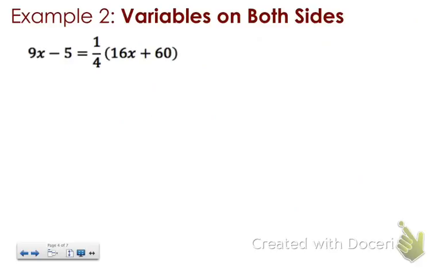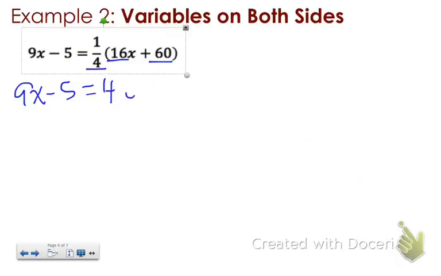Alright, for another example, in this case we're going to have to distribute or use the reciprocal before we can get all the variables on one side. So either way will work. In this case I'm going to go ahead and distribute because the 4 will work nicely with 16x and 60. So I'm going to bring down the left side: 9x minus 5 equals 16 divided by 4 becomes 4x, and 60 divided by 4 is 15. So now I have an equation that looks just like the last slide.